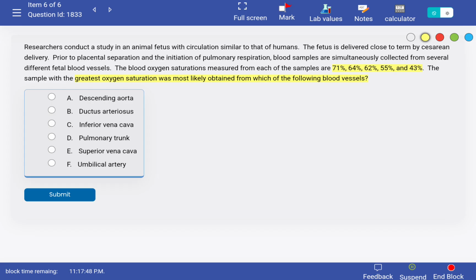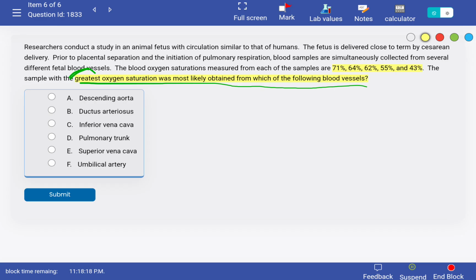Blood samples are simultaneously collected from several different fetal blood vessels. The blood oxygen saturations measured from each of the samples are 71%, 64%, 62%, 55%, and 43%. The sample with the greatest oxygen saturation was most likely obtained from which of the following blood vessels? So they're asking about the more oxygenated blood vessel, right?